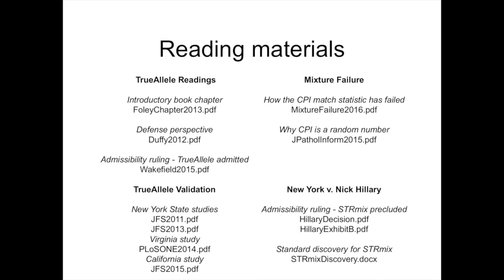On your drives, there's some reading materials. I broke them into 4 categories for you. There's an index in the materials. There's some readings on the top left. You want to read the basic book chapter about what is this type of genotyping, how does it work. There's a nice perspective by a former public defender in New York, Shirley Duffy, and the Wakefield admissibility ruling for upstate New York is a nice ruling about TrueAllele. There's a list of validations that are interesting. Please don't read the math or get too heavily into it, but if you look at the pictures, read the introduction and the conclusion, you'll get a sense of what these studies are about. If you want more information, you can contact me.